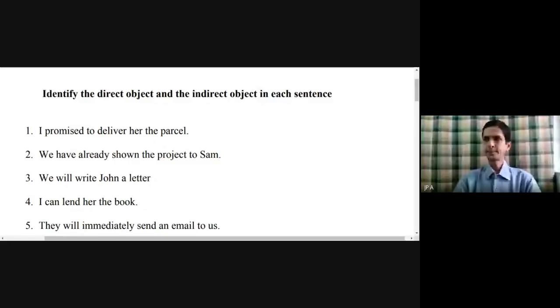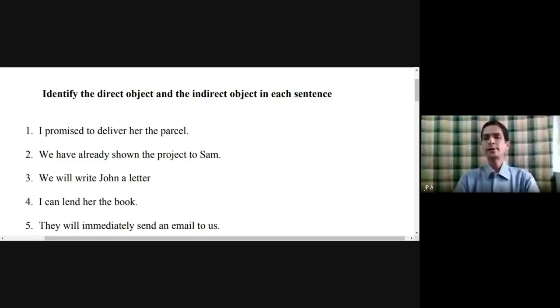Indirect object: to whom? Lend to whom? To her. Yes. So her is the indirect object. A lot of people have answered. It is all correct. Her is the indirect object. Fifth one.